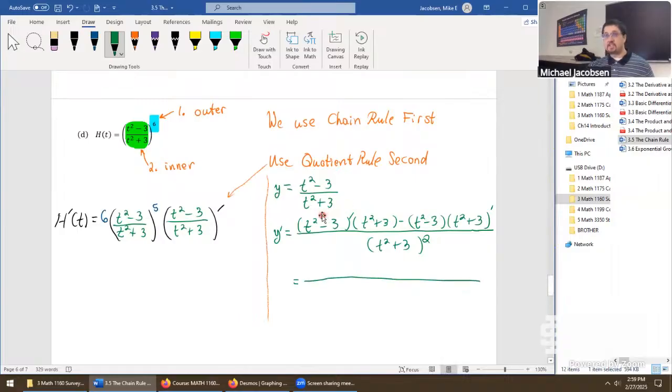So where the red dot is, derivative of t squared minus 3 will give us a 2t. Minus 3 goes to 0, being a constant. So that derivative is totally done. Multiplies against t squared plus 3, so let's copy that in. Subtract t squared minus 3. Derivative of this one, another 2t, so times 2t here. And t squared plus 3 squared down below. We're almost there. We need to plug all of this back inside there.